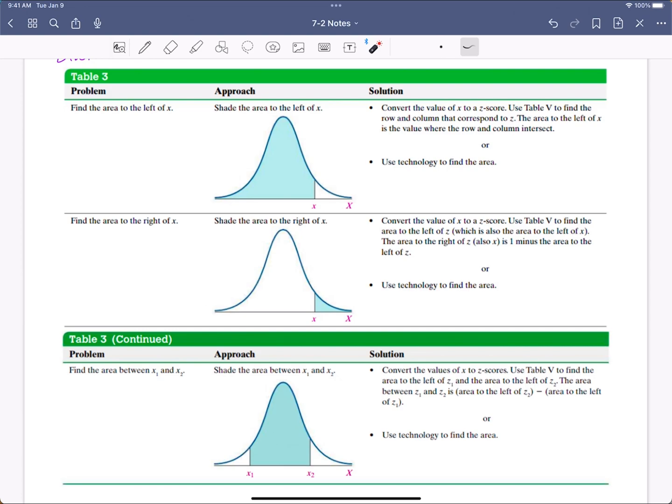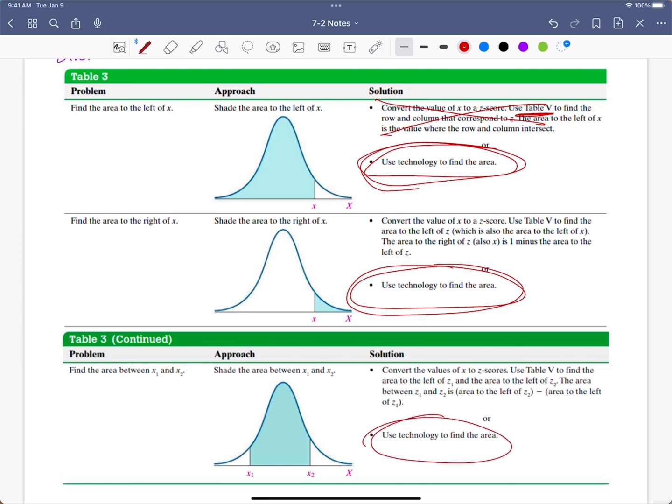Now, something else we can do with this is you can look at a table 5 and work through it. We're not going to do that. We are going to use technology. And our technology for this is going to be StatCrunch.